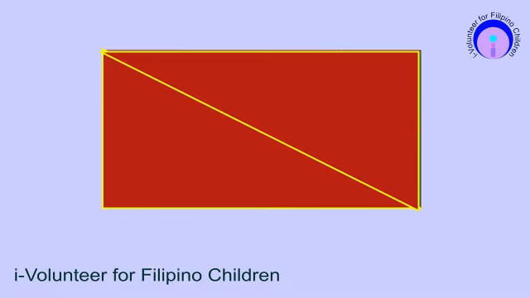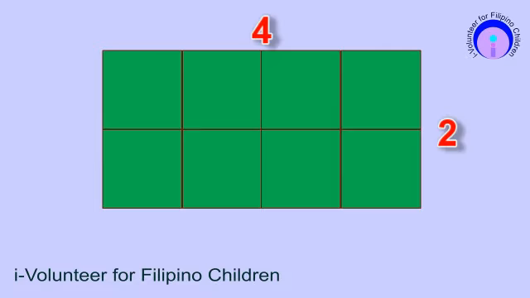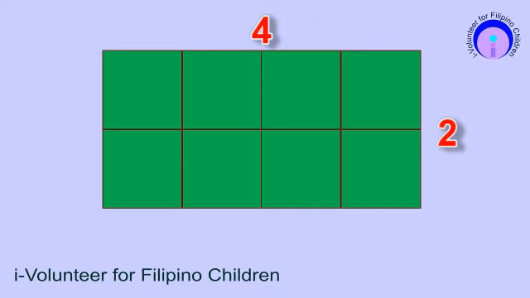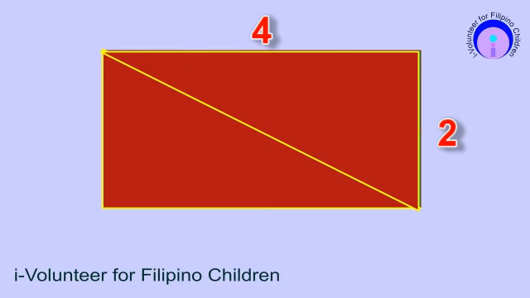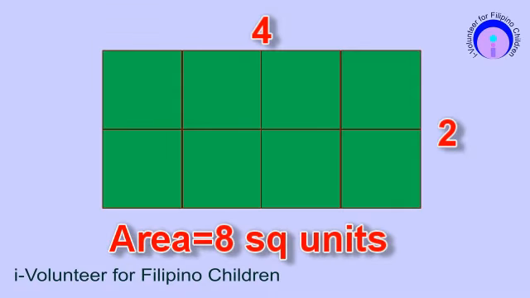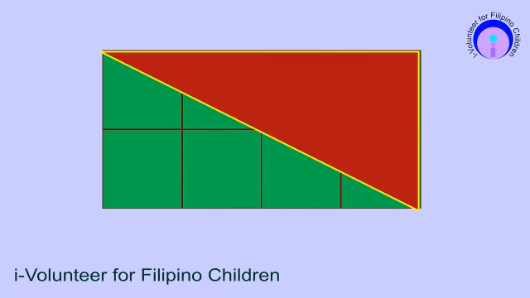How about this? The 2 right triangles cover the whole rectangle. Therefore, the area of the 4 by 2 is equal to 8 square units. The triangle covers half of the whole rectangle. Therefore, the area is 1/2 of 8, which is 4.